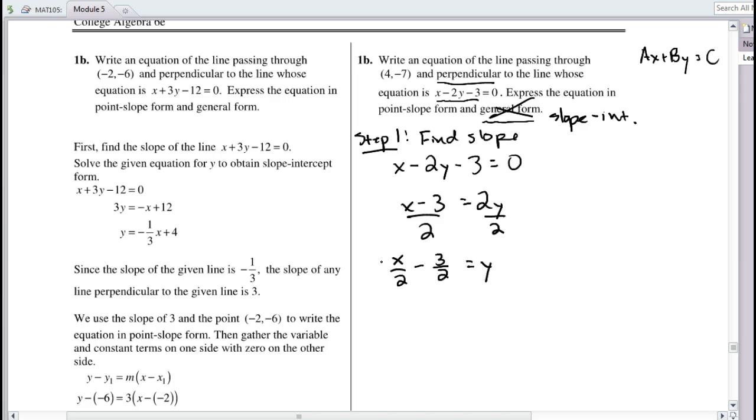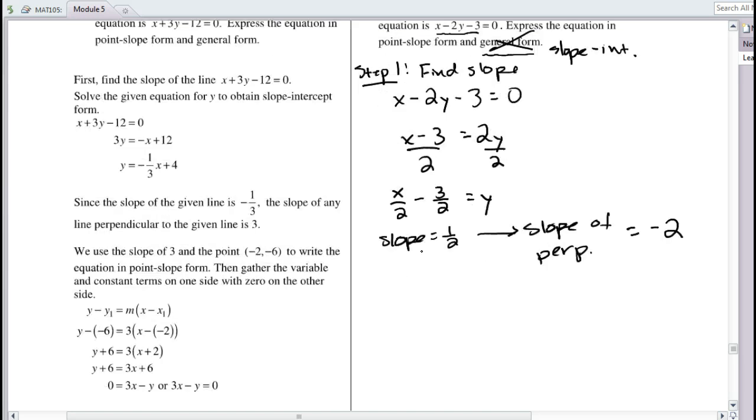Okay, so what is the slope of our line? The x over 2 is going to tell us, so the slope of this line is 1 over 2, so the slope of our perpendicular line is -2 over 1, or just -2. So now we can find the general equation. We just have to remember our point is (4, -7), so the line needs to pass through that.